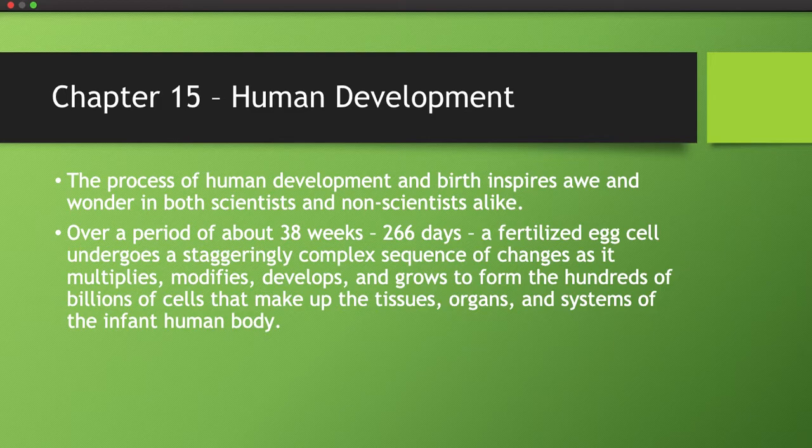Over a period of about 38 weeks, 266 days, a fertilized egg cell undergoes a staggeringly complex sequence of changes as it multiplies, modifies, develops, and grows to form the hundreds of billions of cells that make up the tissues, organs, and systems of the infant human body. So within 38 weeks or 266 days, something goes from being one cell to billions of cells, which make up a baby.